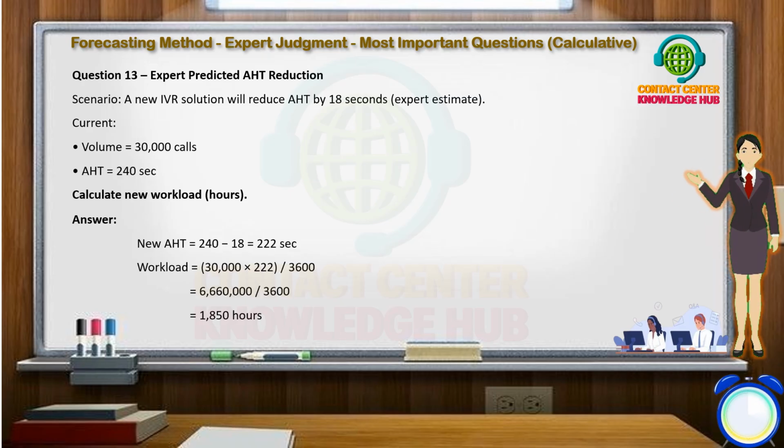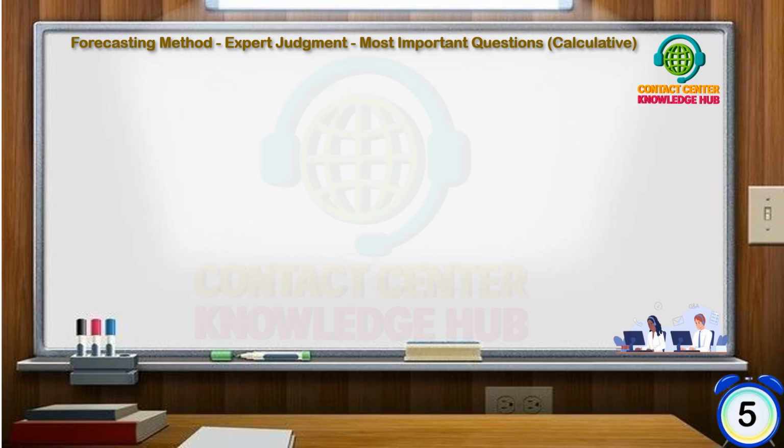Even a small AHT reduction, like 18 seconds, creates a meaningful workload drop, which can reduce staffing needs, improve service levels, or free capacity for other work.